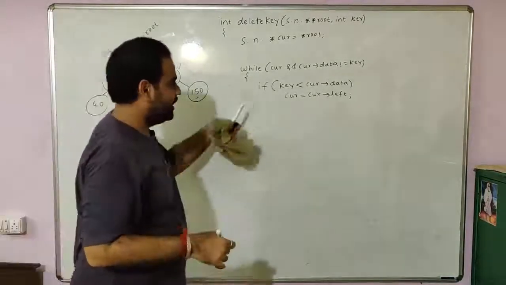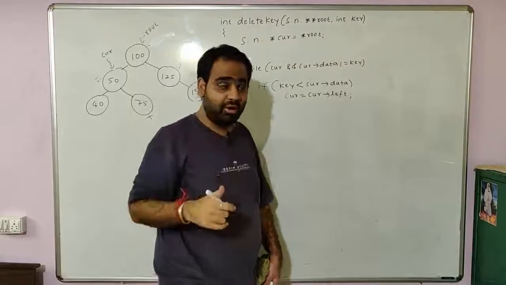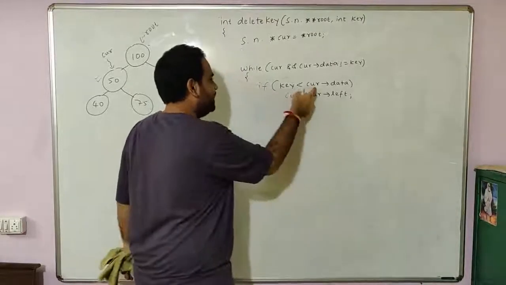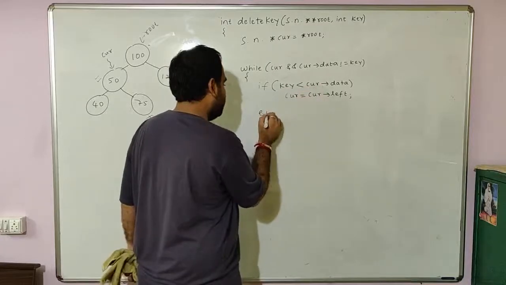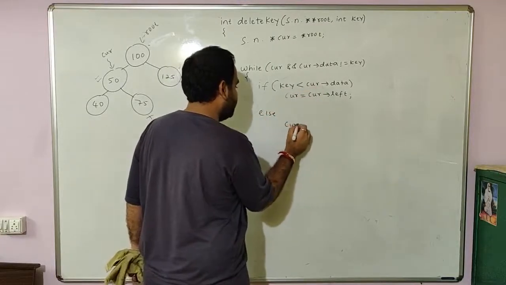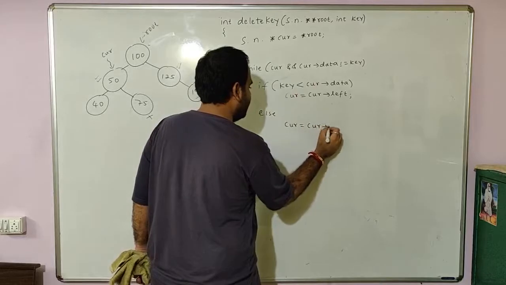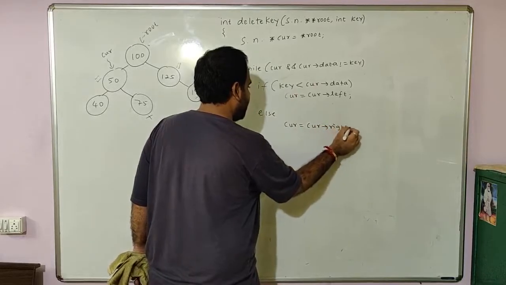Now this is where the current pointer will come to. Again you go: current not null, yes. Current->data is 50, not equal to 60, yes. Key is 60. 60 less than 50? No. Therefore you need to proceed towards the RHS. Hence you say current = current->right.